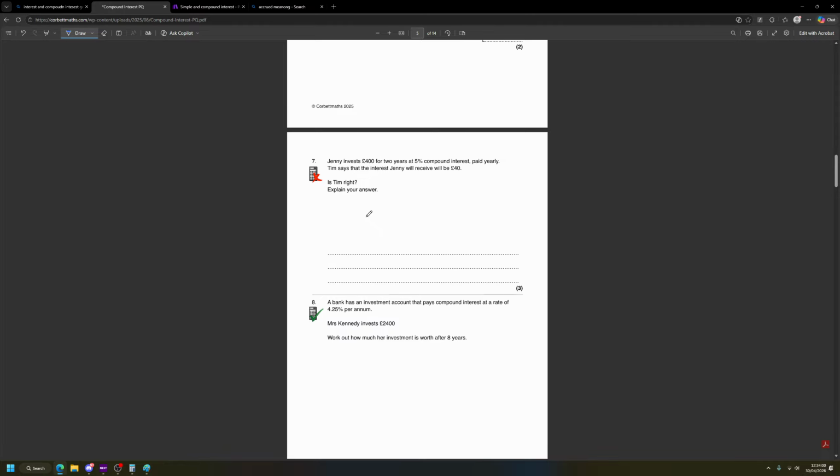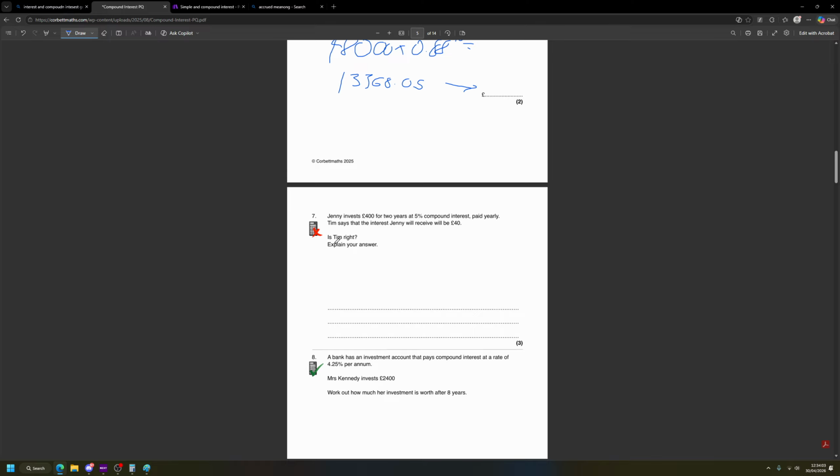This is a non-calculate question. This is a reasoning question because you're explaining. Jenny invests £400 for 2 years at 5% compound interest paid yearly. And that's important too sometimes, it's how often it compounds, because the more often something compounds, the more you're going to make because you're adding on continually. Tim says that the interest Jenny will receive will be £40.